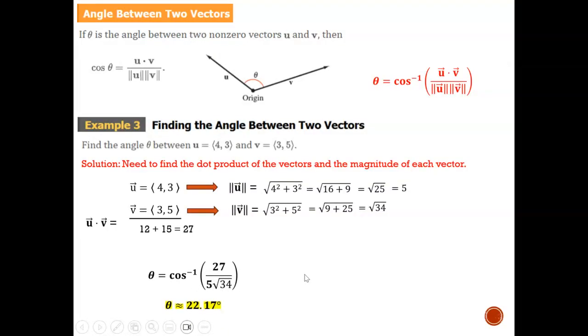Approximately 22.17 degrees. And here's how it looks. You see, vector u was 4, 3, and vector v was 3, 5. So they're looking for the angle between the two vectors, which is that one there.